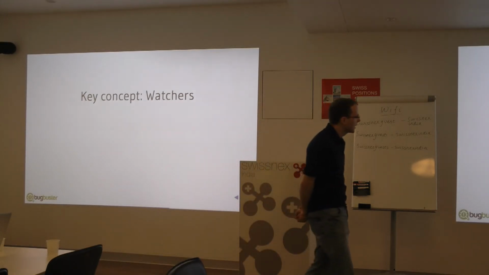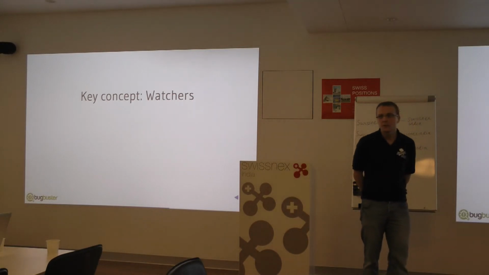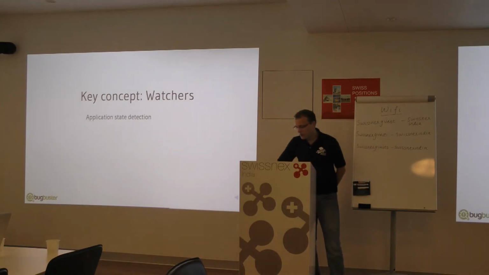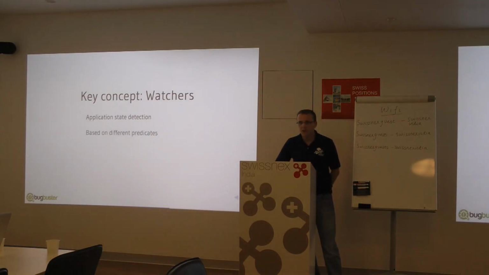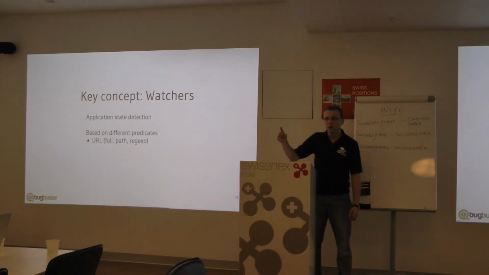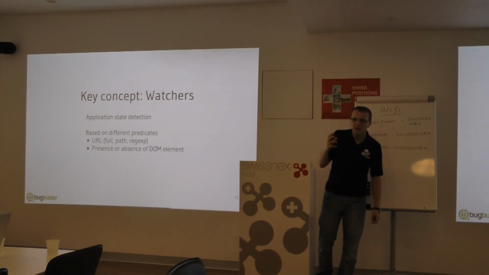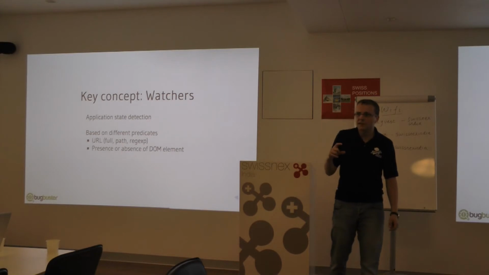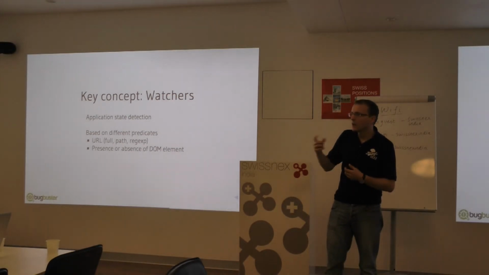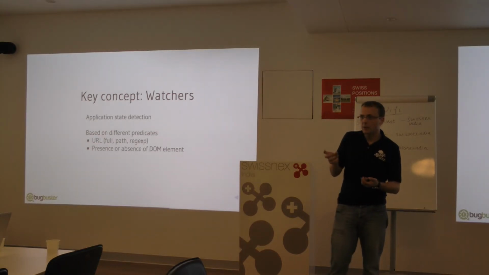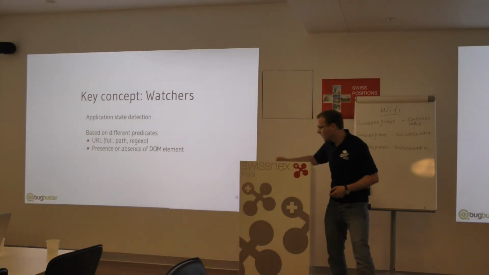Then the next concept I want to introduce is the concept of watchers. The watcher is a way to detect the application state. And you can do that based on different predicates. You can do that by just encoding the URL. So if you have a specific URL, or if you want to see if a specific element in your DOM has changed, or maybe you have an element that appears and this is what you are interested in, or if you want to be called when an element is not in the page, you can do that.